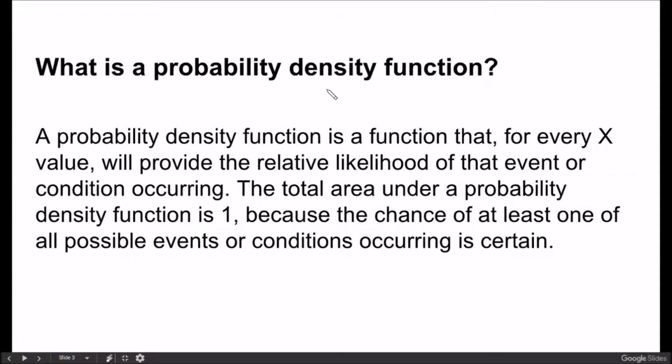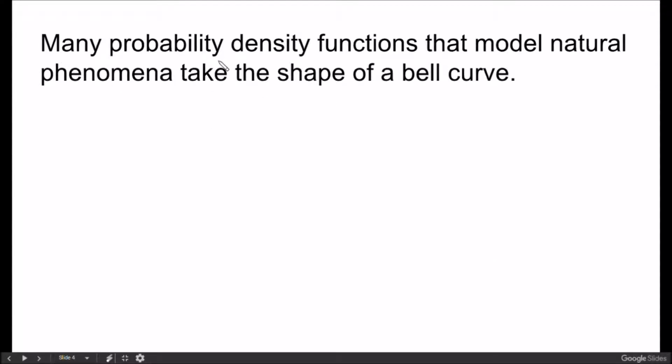So the total area under a probability density function is always 1, and that is because the chance of at least one of the possible events or conditions occurring is certain. Many probability density functions that model natural phenomena take the shape of a bell curve. So they look kind of like this.